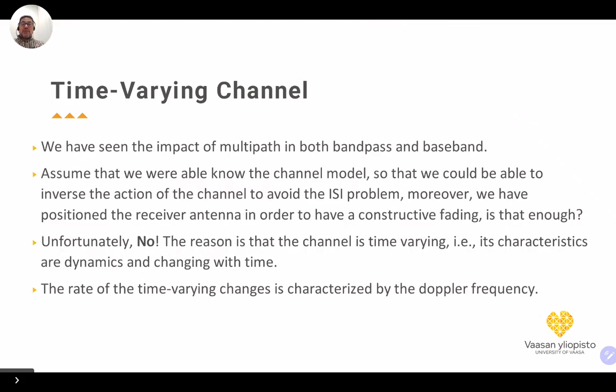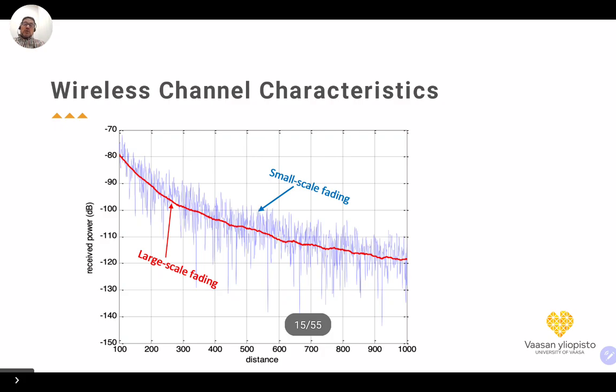Okay, this is what we mentioned about the time varying channel. You can see in this figure that the large scale fading, the fading with distance, changes slowly, but the small scale fading changes very, very largely. Remember, this is in decibels. A 10 decibel change means 10 times, a 20 decibel change means 100 times, and a 40 decibel change means 10,000 times the difference in magnitude.